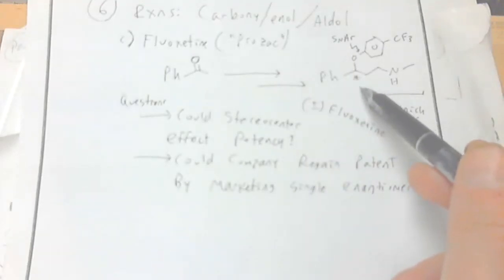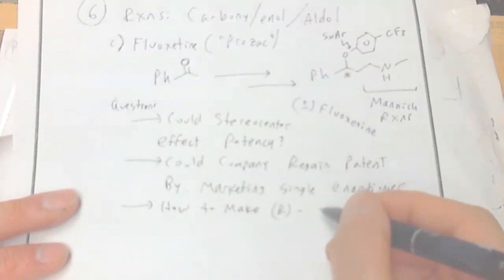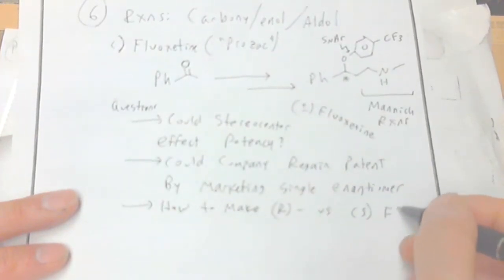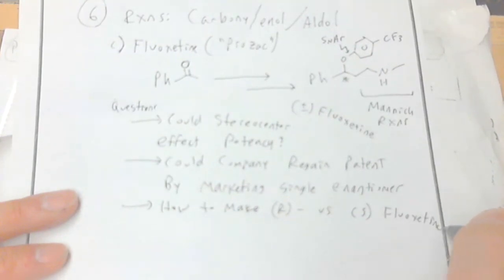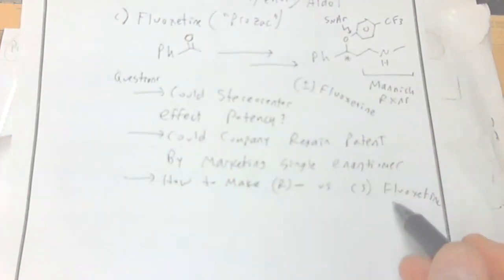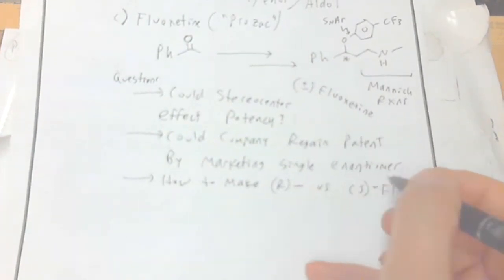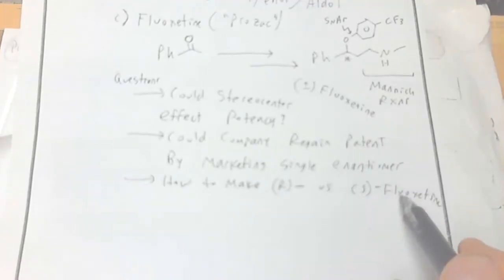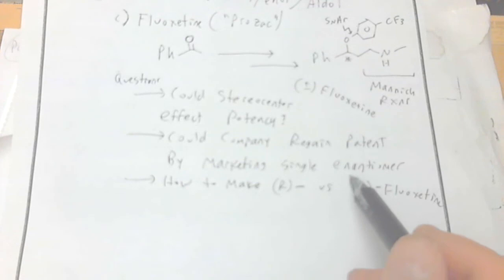Obviously, another question for us is, how do you make it? How do you make R and S? How to make R versus S fluoxetine? Especially, can we do this using our simple organic 2 knowledge, the simple knowledge you learned in undergrad organic 2? The answer to that is not quite, but it's not that bad, and I'll show you. It's just an extra reaction you haven't learned yet. All right, so let's talk about how you'd make a single enantiomer of this.